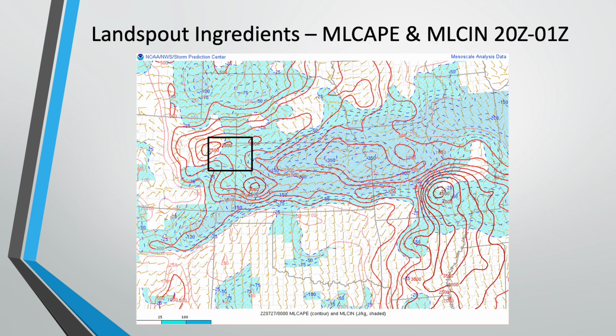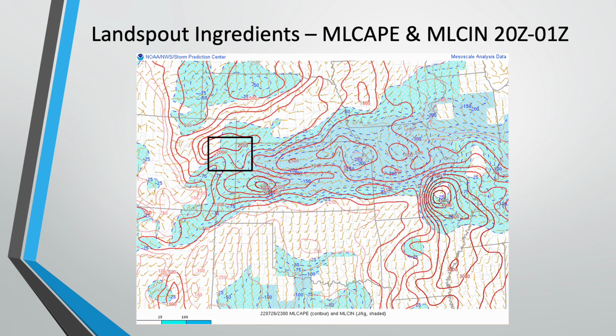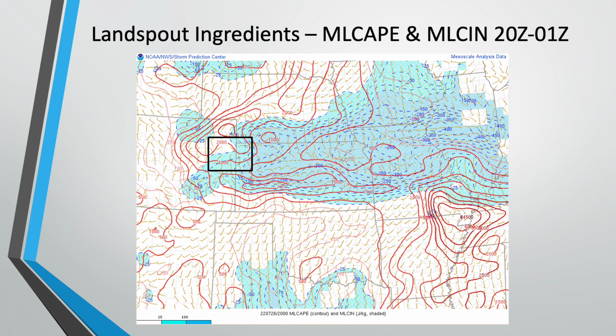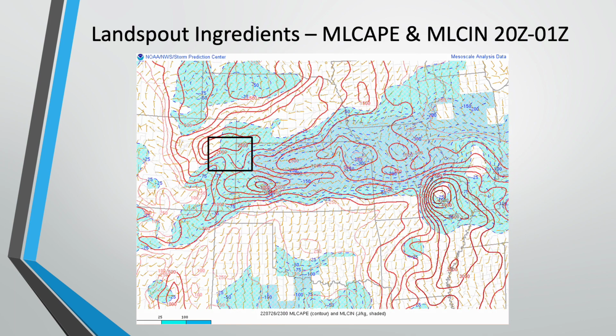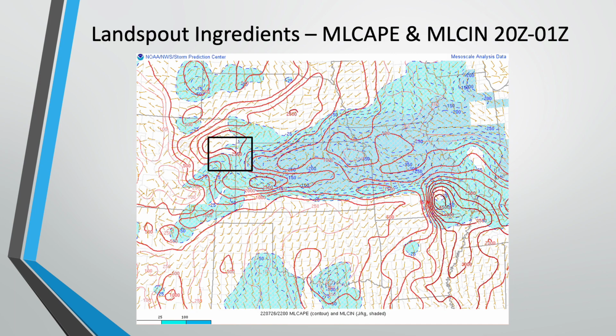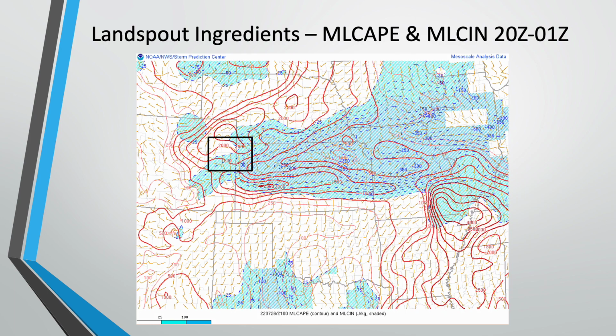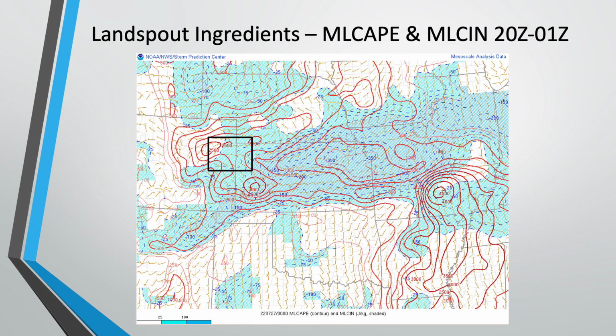So delving in a little bit more on the CAPE, looking at the mixed layer CAPE and SIN, we do have a little bit of SIN, generally about 25 to 75 joules, which is not a problem on those landspout days. It's okay to have that. And we do have up to 2,500 joules of CAPE here.